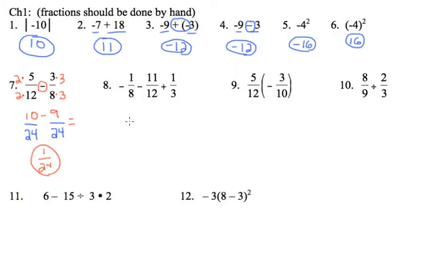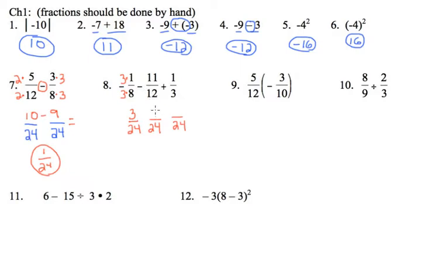Problem 8. Again, I'm looking for a number that 8, 12, and 3 all three divide into. I think 24 will work. 8 divides into it, 12 divides into it, 3 divides into it. So again, use your denominator as a clue to help you unreduce. If I multiply this by 3, I'll get 24. That means my top should be multiplied by 3 as well.